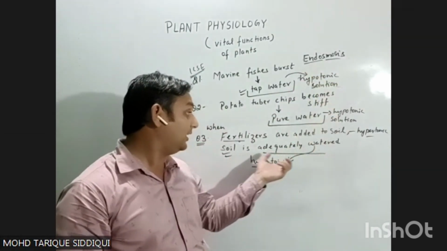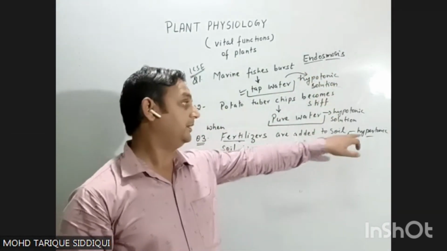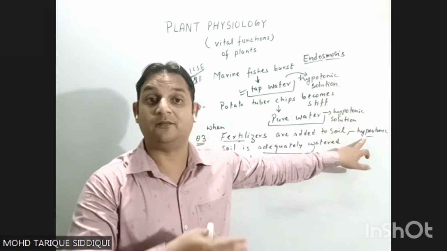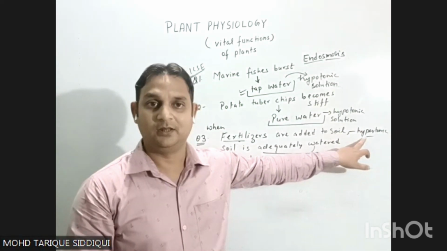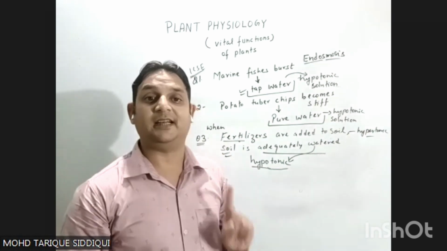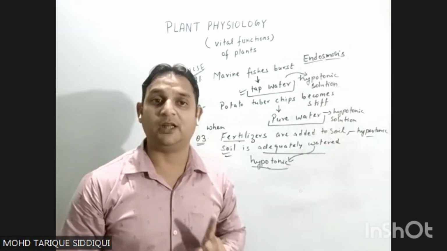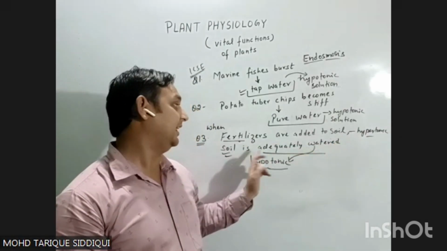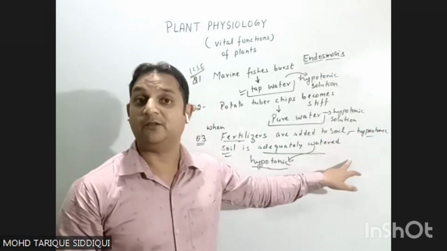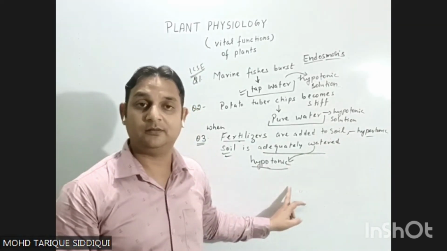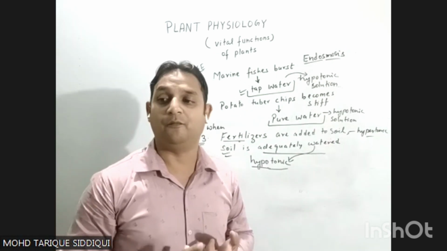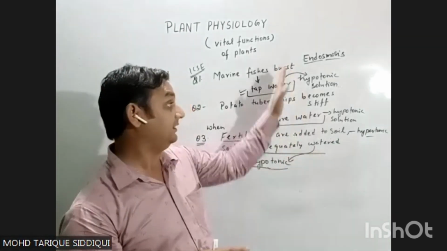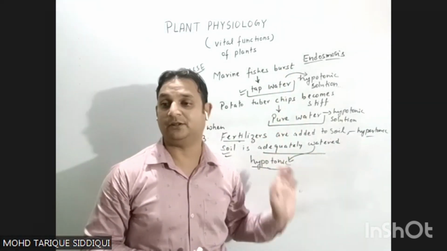If the farmer does not add water, the soil solution remains hypertonic. How will the root absorb water? Instead, water from the root hair will go to the soil. So again, I'm repeating this: when the fertilizer is added, the soil solution becomes hypertonic. When it is adequately watered, the soil solution becomes hypotonic, so the root will absorb water by endosmosis. Got it, clear? The board has asked you these questions many times.